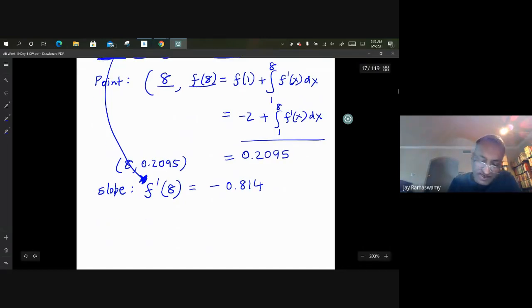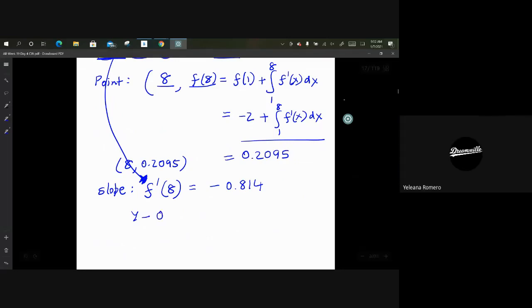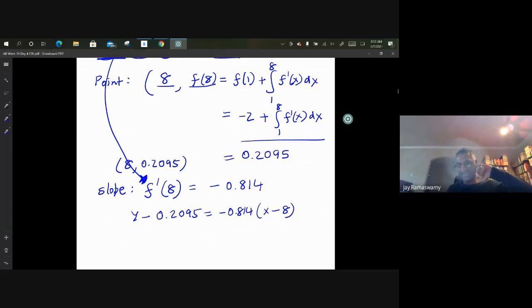Okay, final step. Guys, we're writing the equation of a line. So how do we always write the equation of a line? Let me guide you. Y minus 0.2095 equals negative 0.814 times x minus 8. Ta-da! It's that easy.